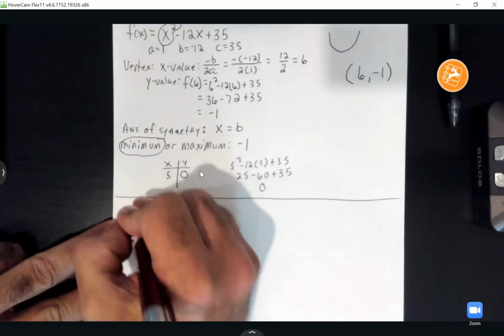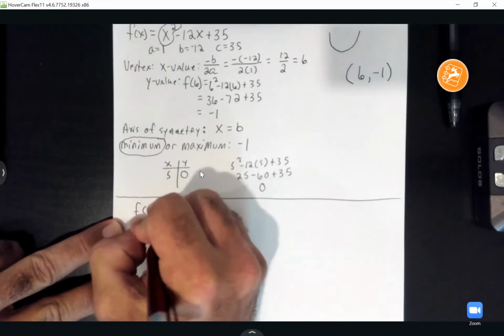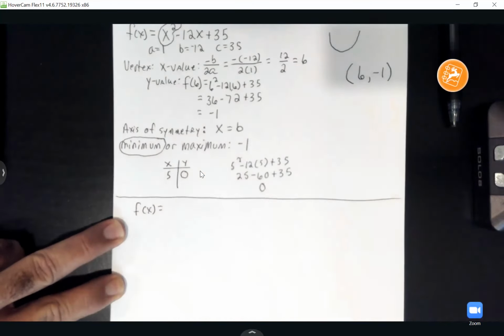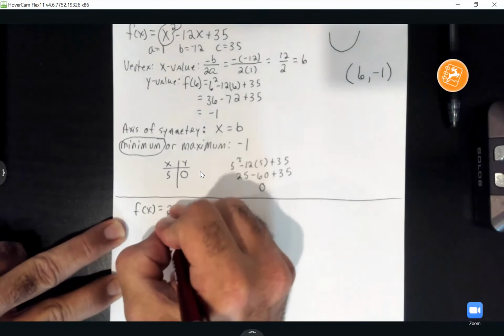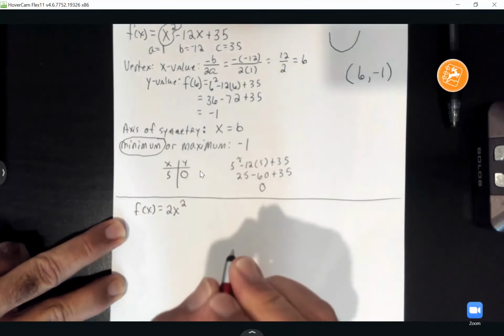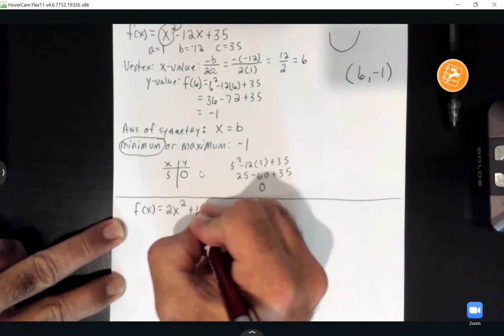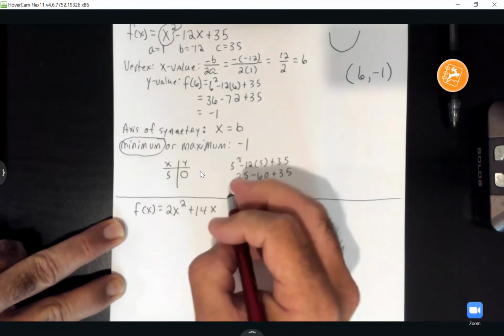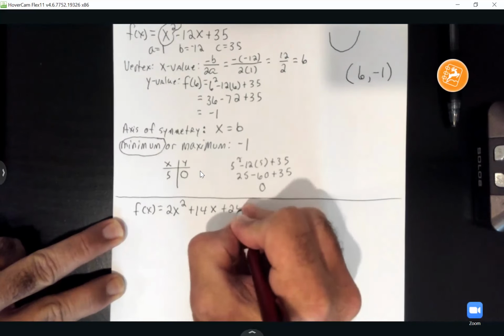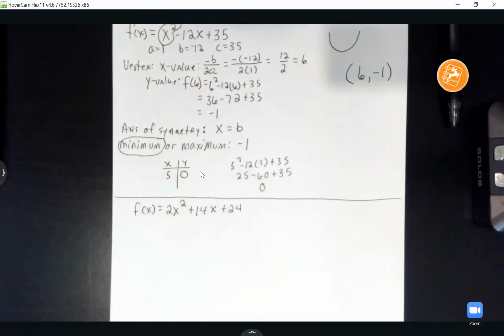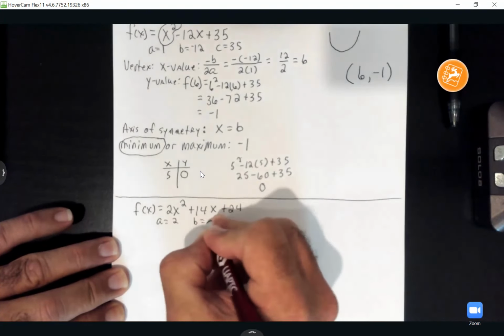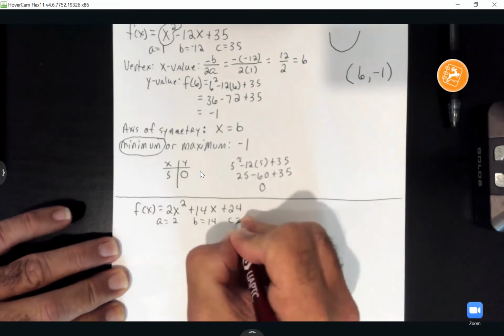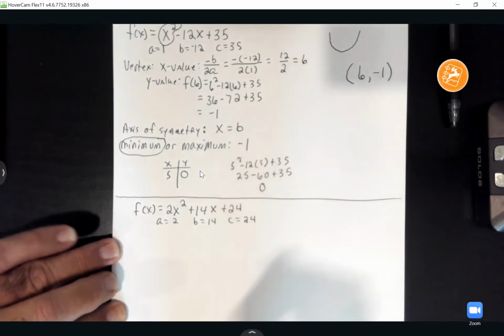All right, so the same thing. This time we're given f of x equals 2x squared plus 14x plus 24. All right, y'all, let's see. A is 2, B is 14, C is 24.